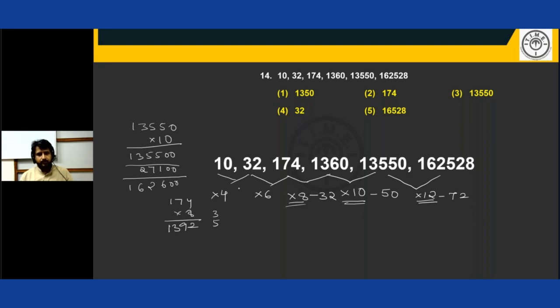So 10 times 4 is 40. And it is less than that by how much? 8. 32 times 6 is 192. It is less than that by how much? 18. 192 minus 18 is 174. Into 4, into 6, into 8, into 10, into 12.